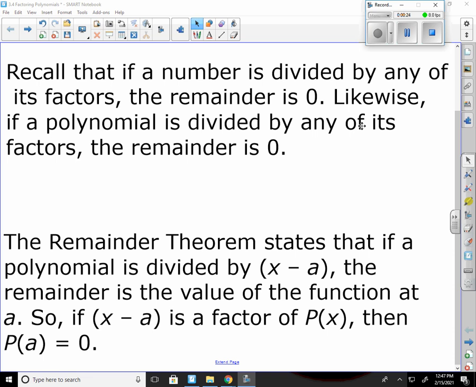The remainder theorem states that if a polynomial is divided by x minus a, where a would be some real number, the remainder is the value of the function at a. So if x minus a is a factor of p of x, then p of a equals 0. So in order to determine if there's a factor of something, we could technically do our long division or our synthetic division, which we'll do a quick review of. But the remainder theorem says that there's another way to do it. And it's a simpler way.